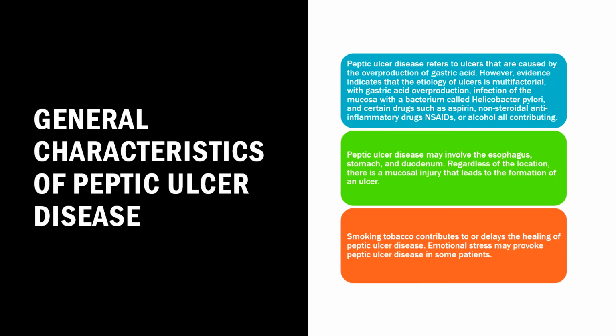General characteristics of peptic ulcer disease. Peptic ulcer disease may involve the esophagus, stomach, and duodenum. Regardless of the location, there is mucosal injury that leads to formation of an ulcer.